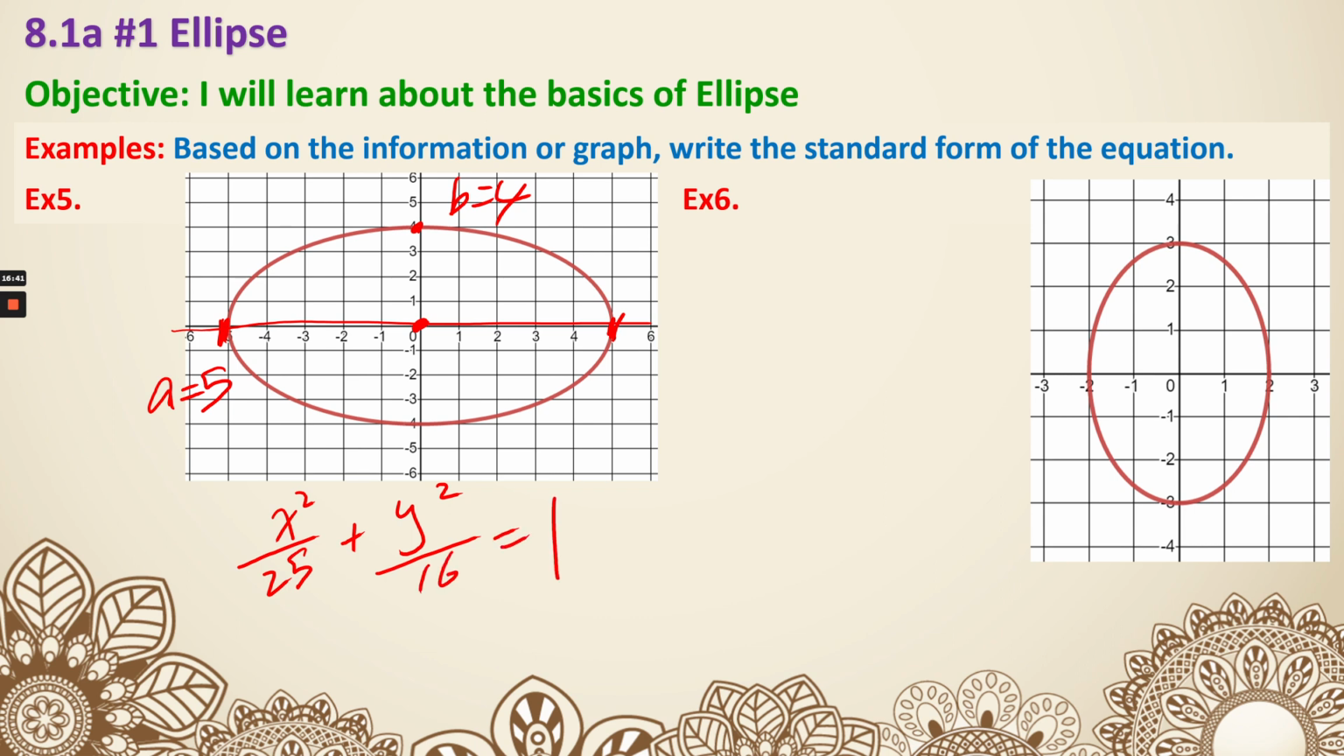Moving on, same idea, but this time the major axis is actually vertical. So that means my A is actually going to be a 3, and my B is actually going to be a 2. So x squared over 9 plus y squared over 4 equals 1. That is example 6. Oh, I actually had it backwards. My y should actually have the 9, and x squared should be the 4. Because the A is vertical, so y squared has the bigger number below it.